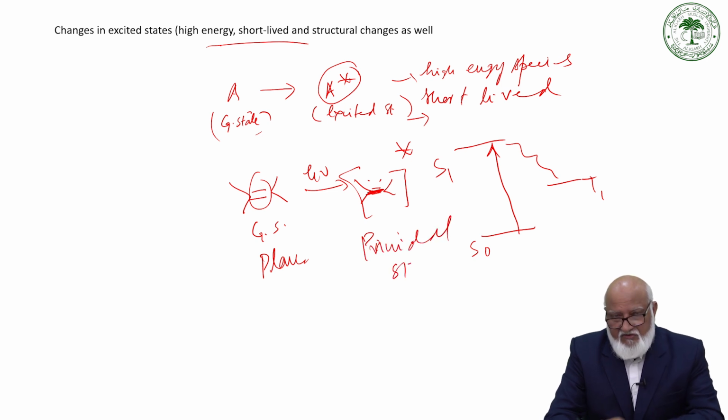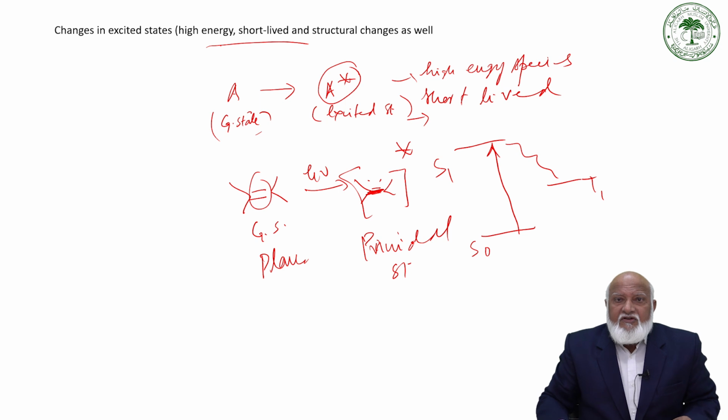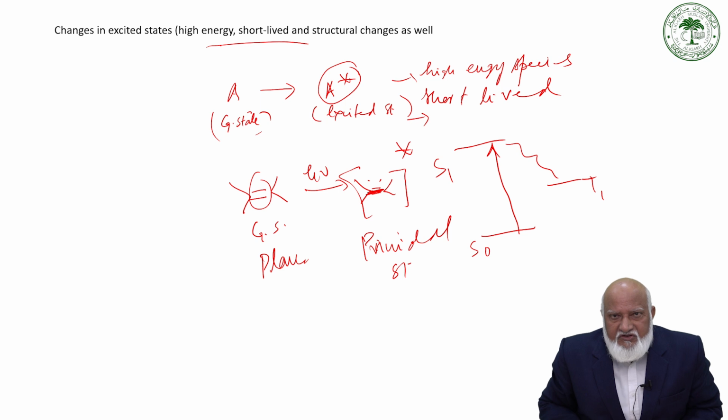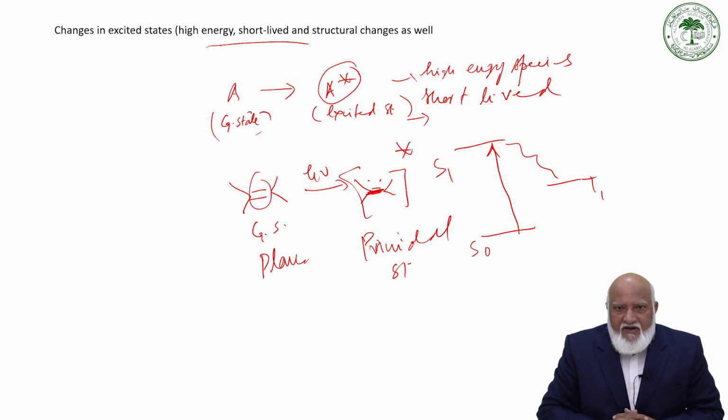Pyramidal structure. So the molecule also undergoes structural change in the excited state. They are high energy, short-lived species. They also undergo structural changes, such as an alkene, which is planar in the ground state. When it goes to an excited singlet or triplet state, the double bond character is lost.